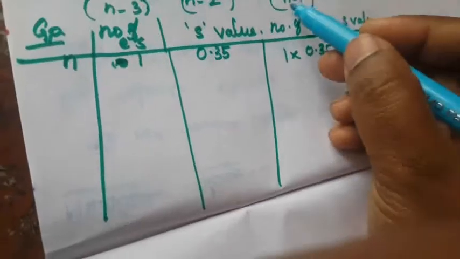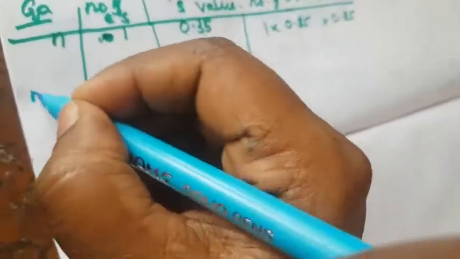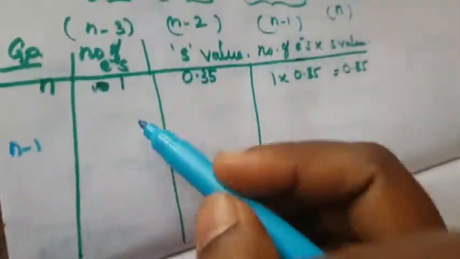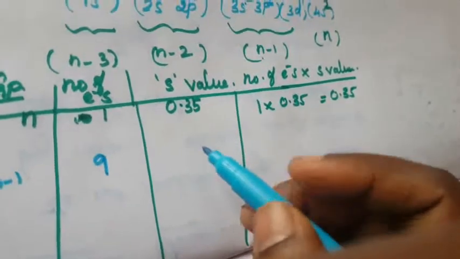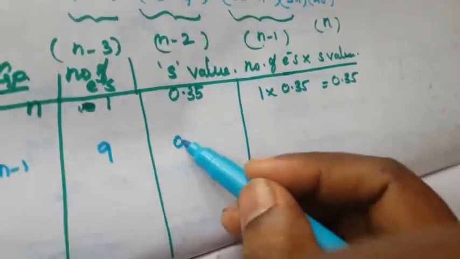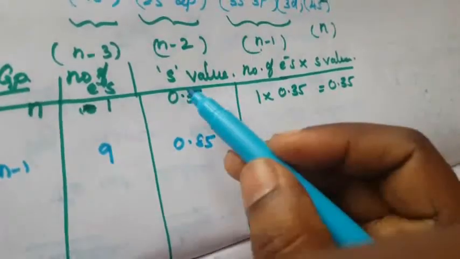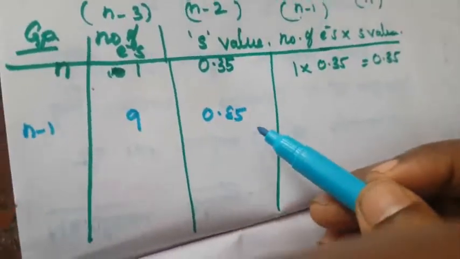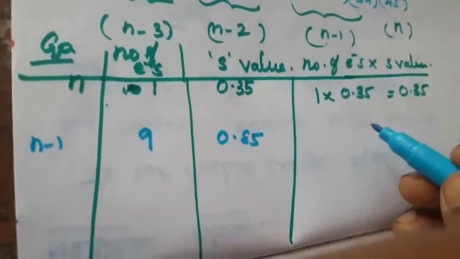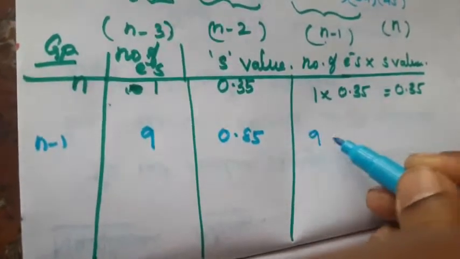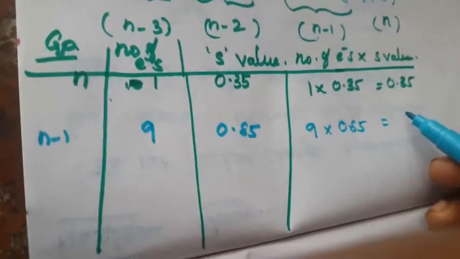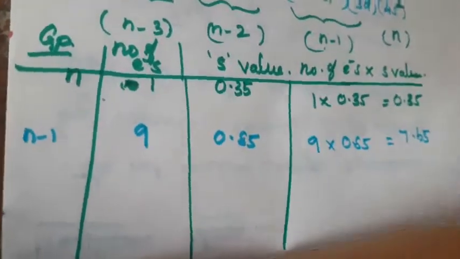Second one, the n minus 1 shell. How many electrons are there? You add them: 6 plus 2, 8, plus 1, 9 electrons. What is that value? That is 0.85. You understand that the nth shell value is 0.35 and the n minus 1 shell is 0.85, right? So you multiply 9 by 0.85. What is that value? 7.65, right? This is the value.